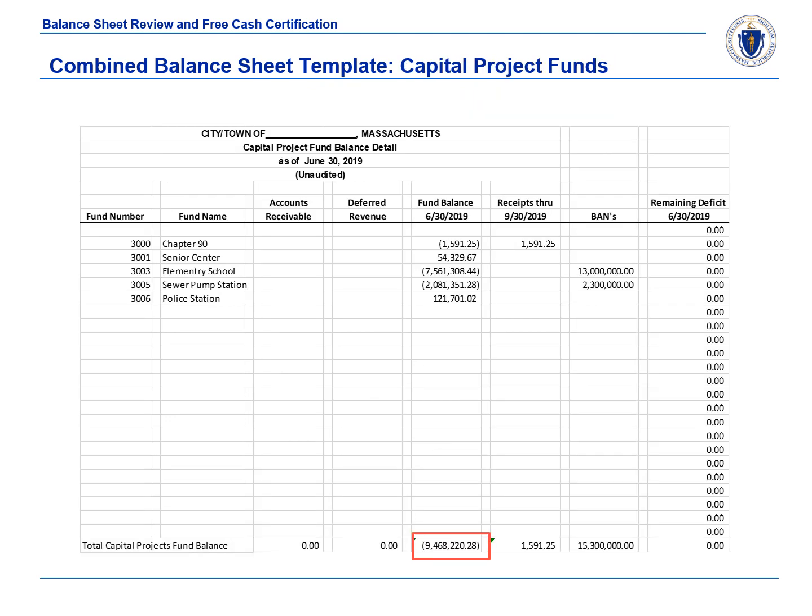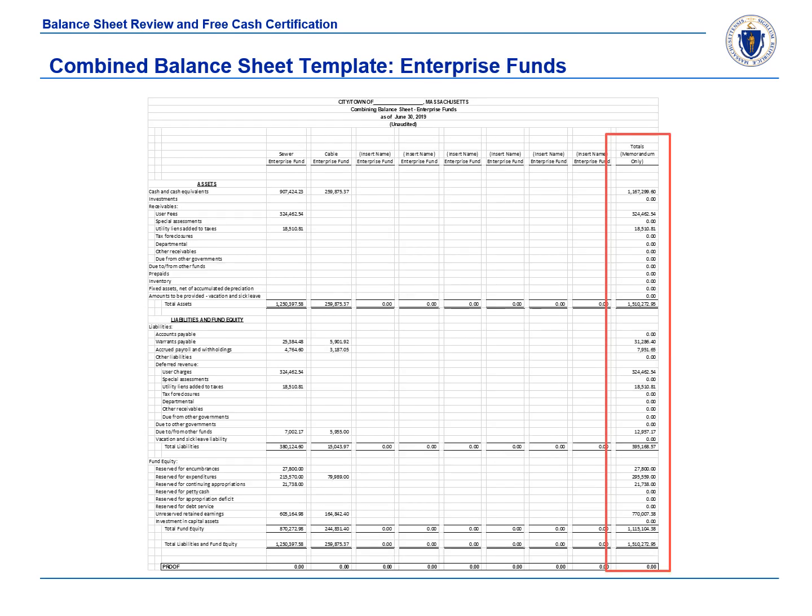This is an example of the Capital Projects Fund Balance Detail tab. The total in the fund balance column must agree to the total capital project fund balance on the combined balance sheet. This is an example of the Enterprise Fund Combining Balance Sheet. The total column for this balance sheet must carry forward to the combined balance sheet's Enterprise Fund column.